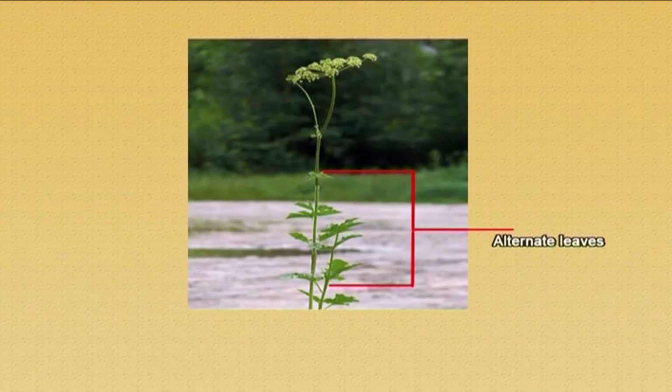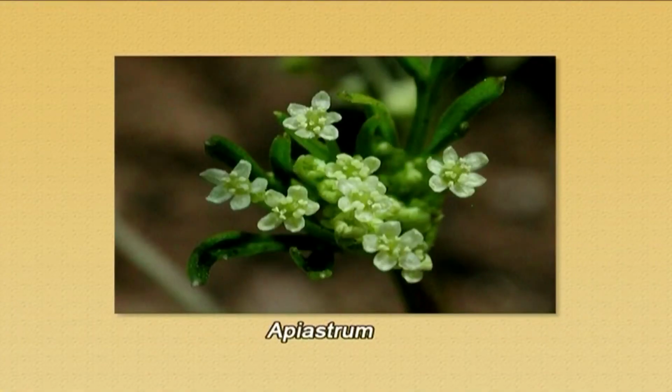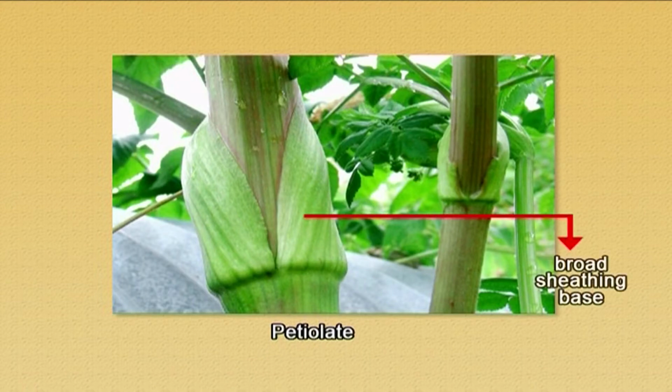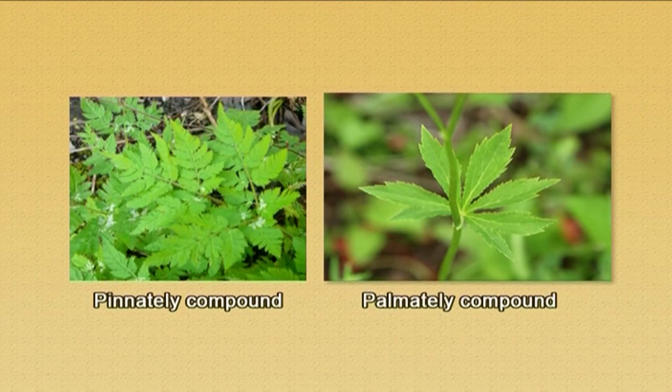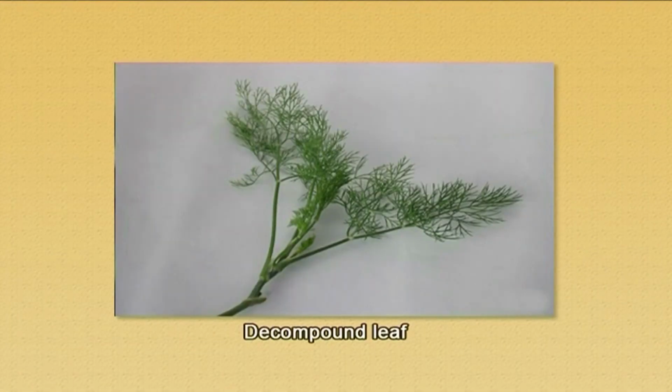Now the leaves. The leaves are alternately arranged and they show a spiral fashion. But rarely we see, in some cases, where the leaves are opposite. The leaves are mostly petiolate and they have a broad sheathing base. The leaves are exstipulate and sometimes they can be with stipular flanges. The leaves are not simple, but they can be pinnately or palmately compound. But often we see that these leaves are decompound.